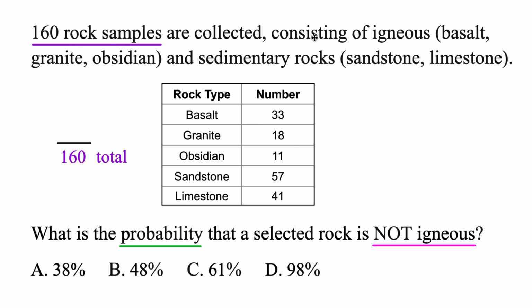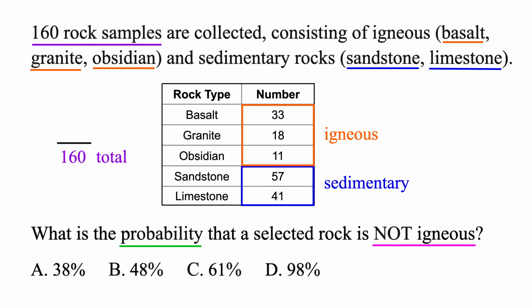And out of these, it consists of igneous. Here we go. Those ones are basalt, granite, and obsidian. Notice that's the first 3 that are listed here. So these 3 values represent the igneous ones. Therefore, the ones that are not igneous are just these last 2 here. They call those sedimentary rocks, sandstone and limestone. Let's highlight those as well, and we'll label them. But like we said, these sedimentary ones are not igneous, so these are the ones that we're interested in.